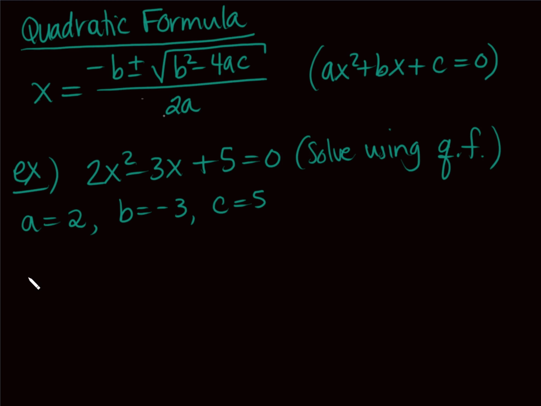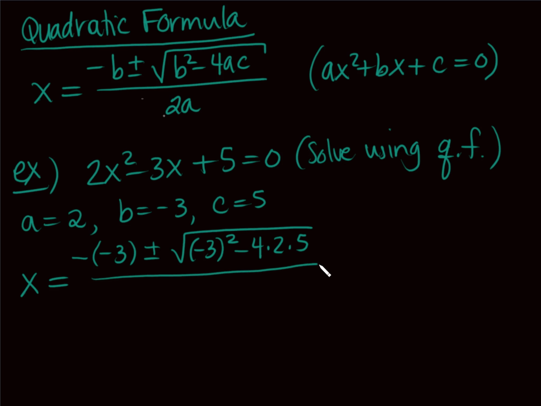You've got to know this formula for the test. I will not be giving it to you. The quadratic formula comes up so often that it's something you need to memorize. So, look at what this is saying: the opposite of b, plus or minus the square root of b squared. You must have that negative in parentheses, people. Minus 4 times a times c, all over 2 times a.